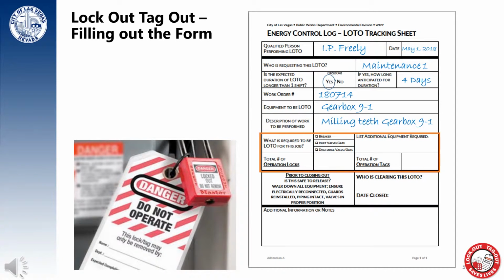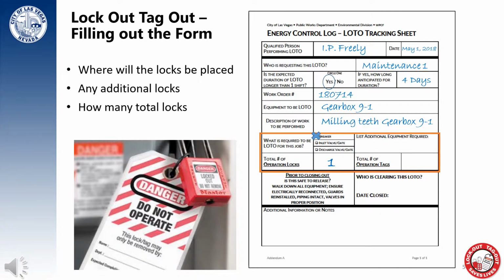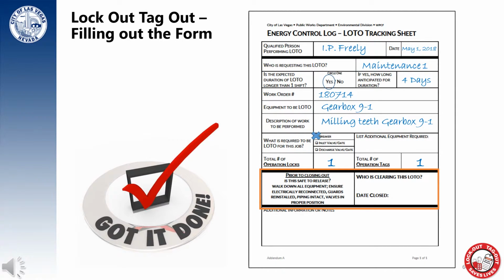This section allows for an at-a-glance inventory of where the main locks were placed, any additional locks, a summation of the total number of locks used, as well as the number of tags hung. This section is for closeout and returning equipment to service.